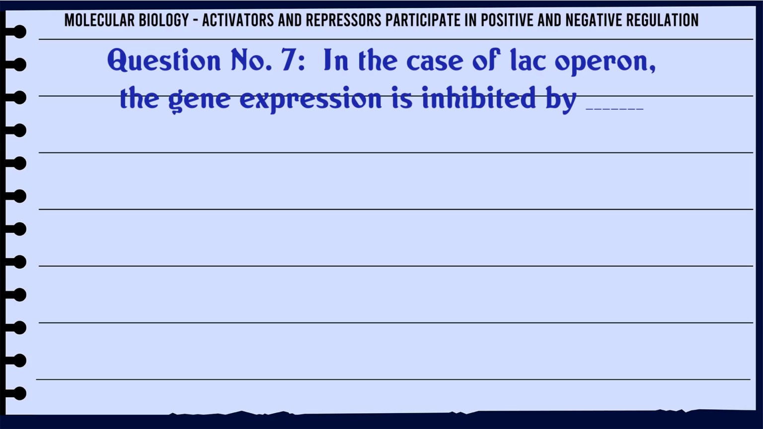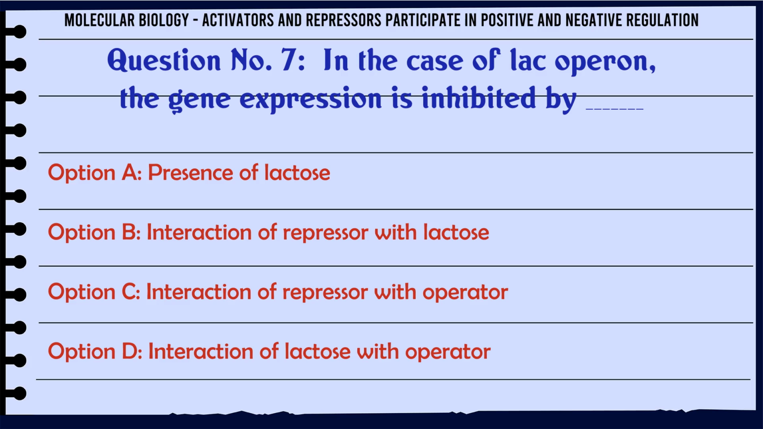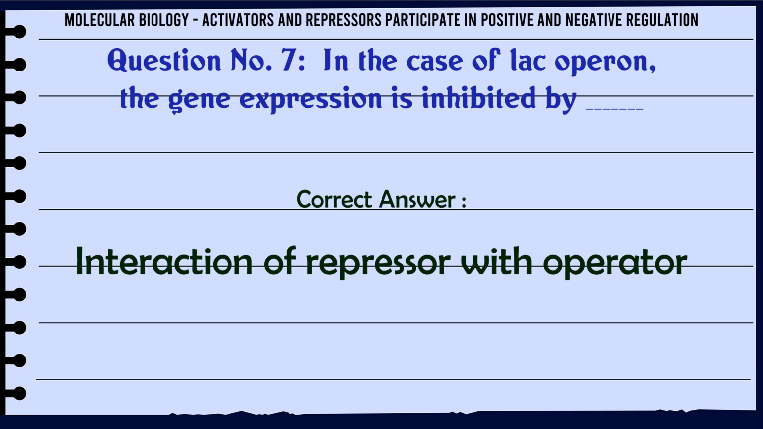In the case of the lac operon, the gene expression is inhibited by A. presence of lactose, B. interaction of repressor with lactose, C. interaction of repressor with operator, D. interaction of lactose with operator. The correct answer is interaction of repressor with operator.